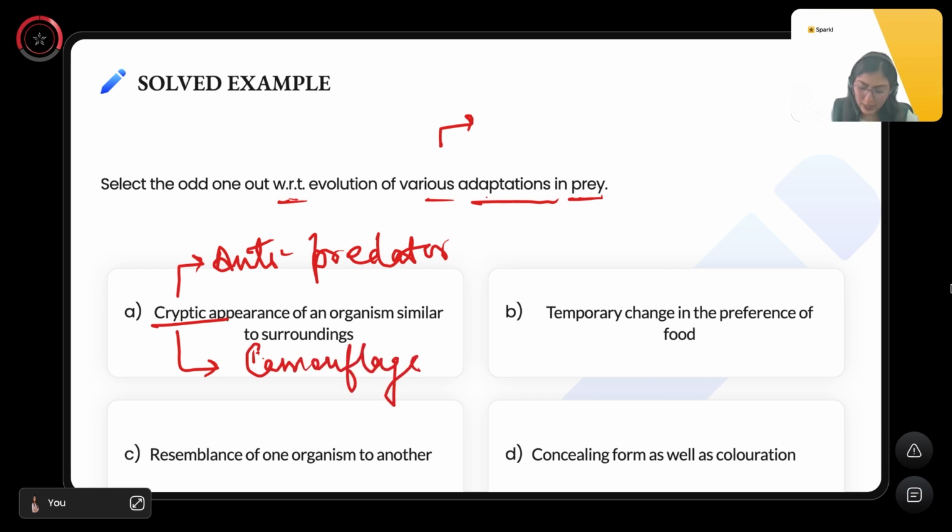Okay. Second option says temporary change in the preference of food. So this is not an adaptation that the prey is acquiring in terms of this interaction.